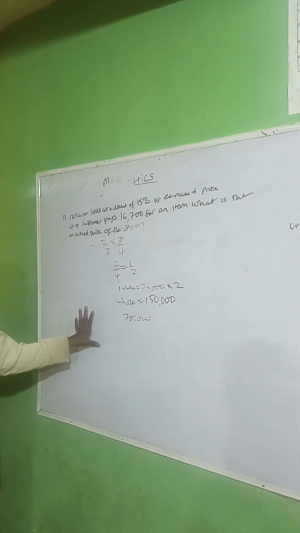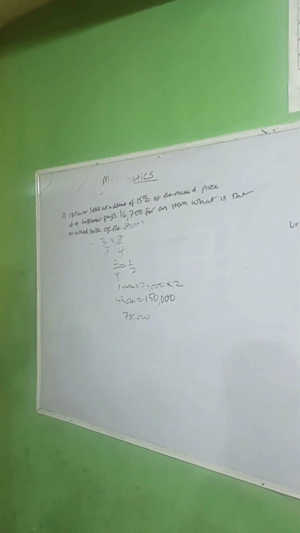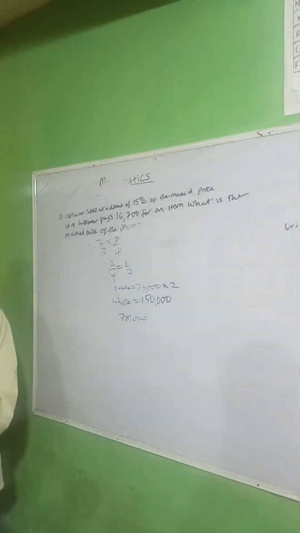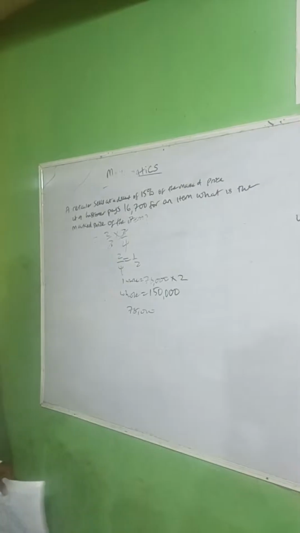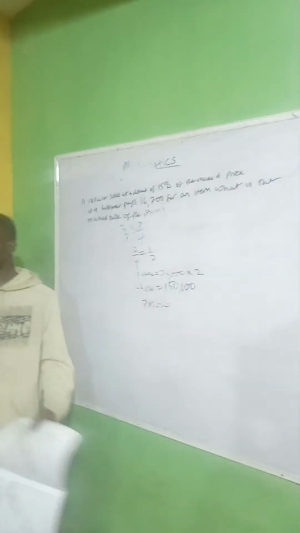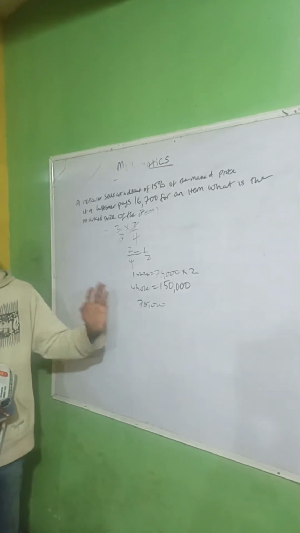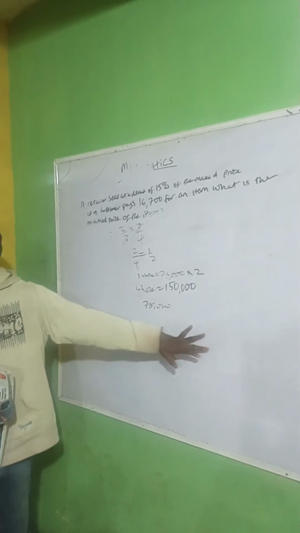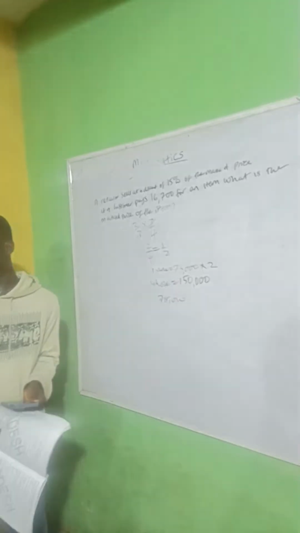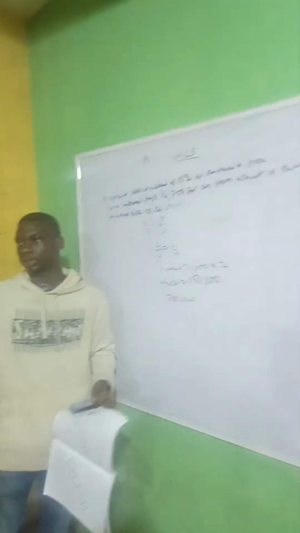So A has 4 parts. That is going to be 800 times 4, right? So that's 3,200. While B has 3 parts, that's 3 times 800, so that's 2,400. So to find the total, if they say you find the total, you are just going to add everything together. So you add 3,200 plus 2,400, that's 5,600.